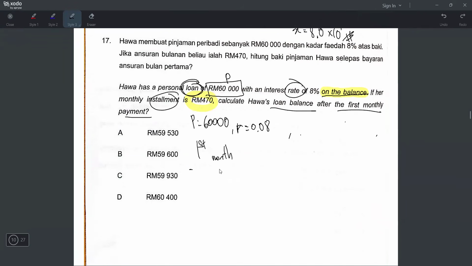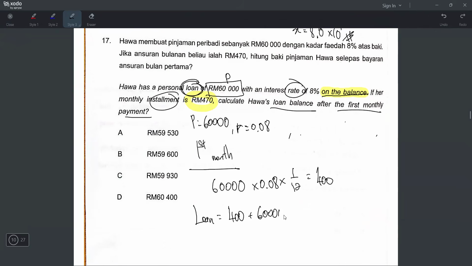And I'm gonna start the calculation now. So the first step is PRT: 60,000 times R 0.08 times T. T will be 1/12, because this one you calculate month by month, right? Only for the first month. Okay, you press this, you get 400. But this is the interest. Now to get the loan repayment, it is 400 plus 60,000, right? So you get 60400. That's the loan.